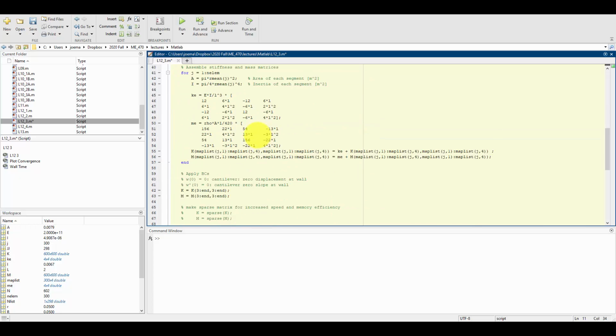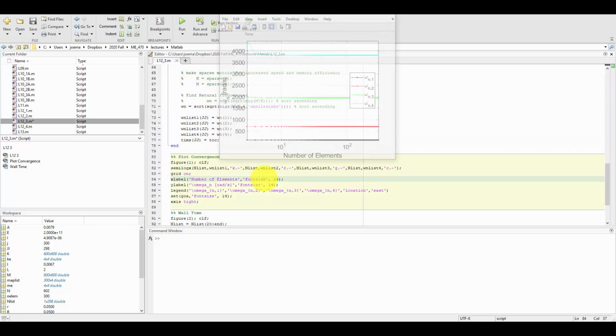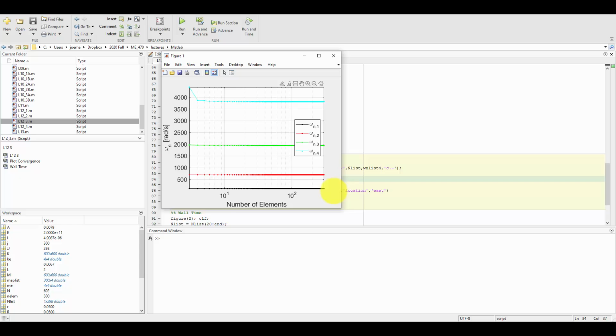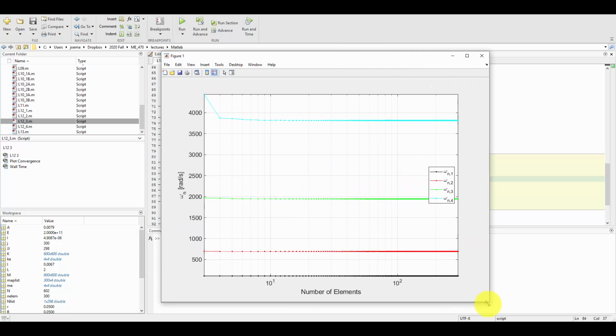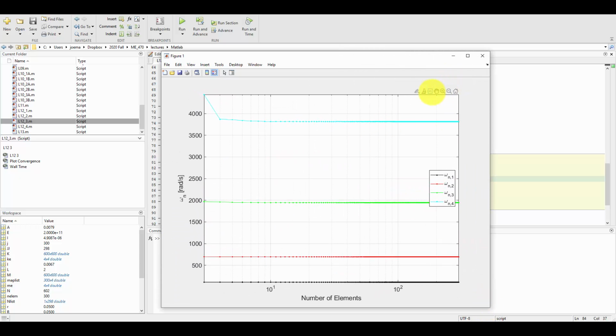And if I run this and I look at the convergence here, again, I'm going to get, in this case, different results. And I'll just look at the smallest and the largest. Largest natural frequency, we get about 3,800. And for the smallest natural frequency, 111 radians per second.